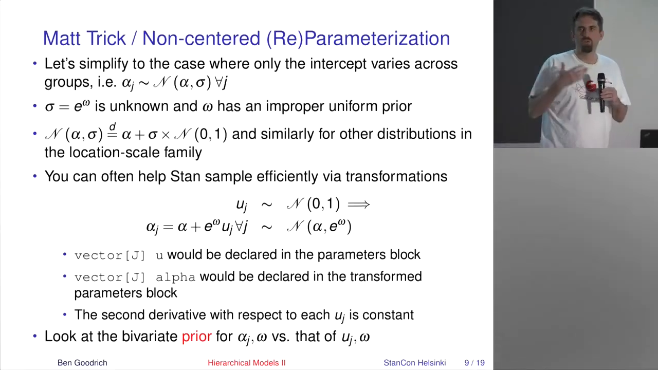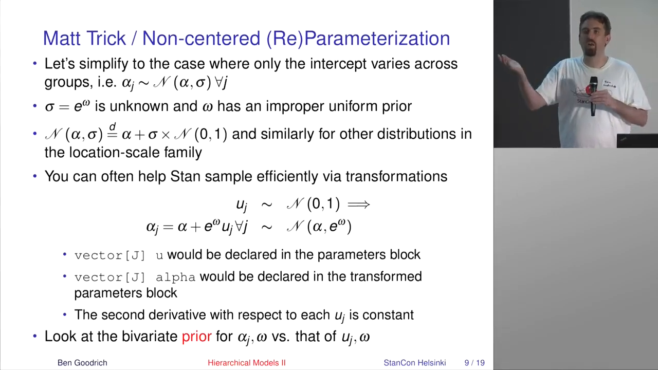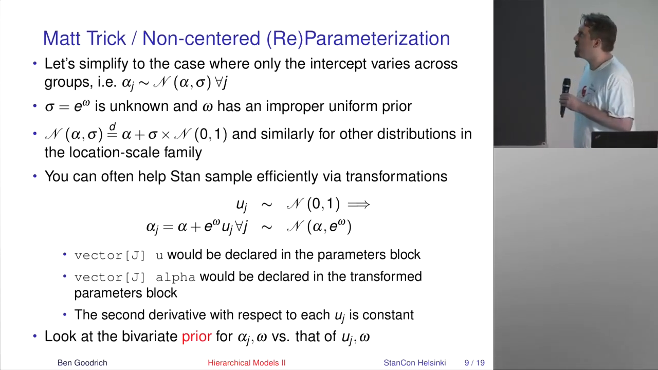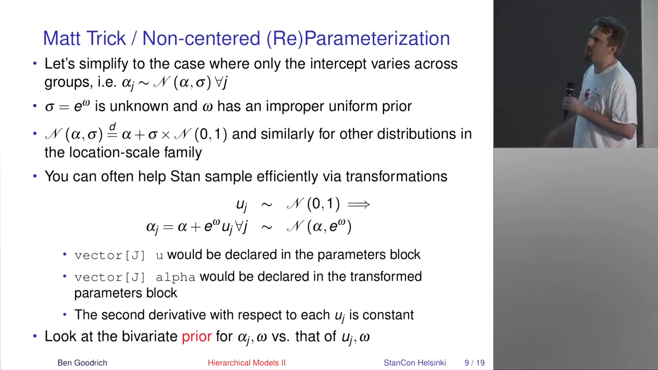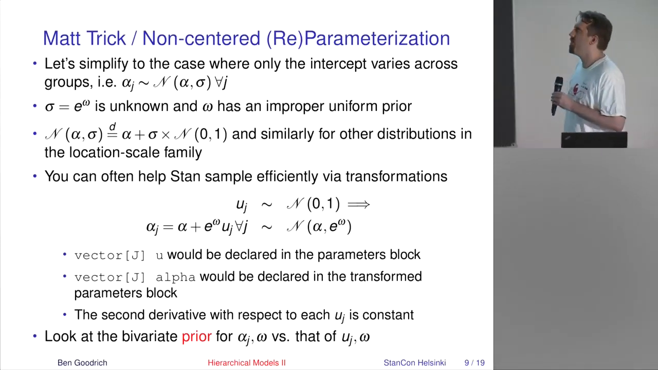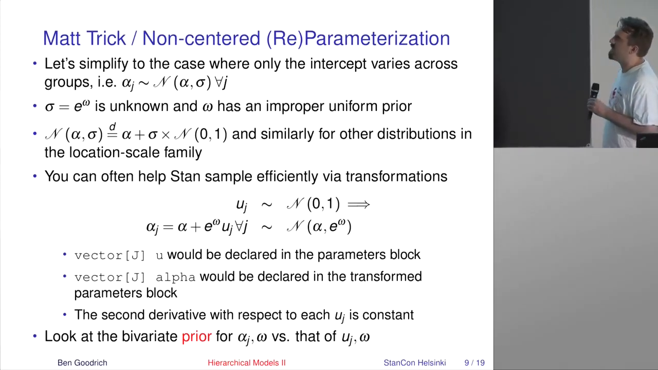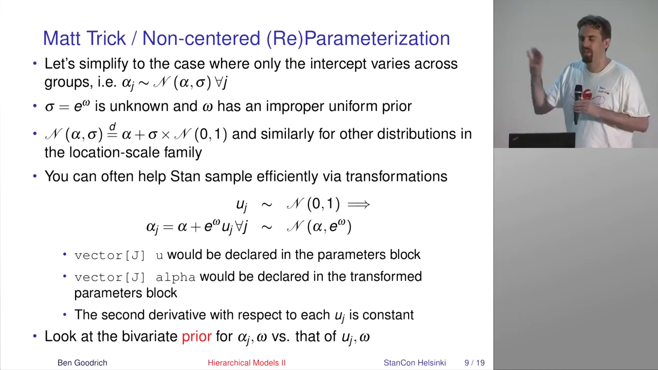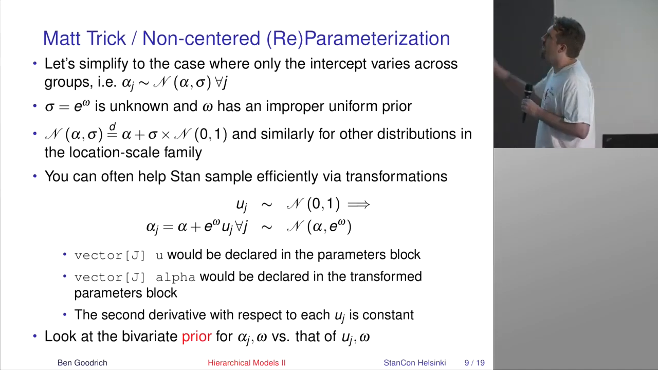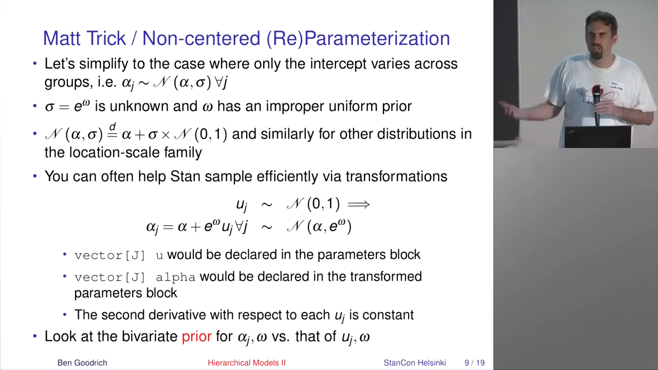Now, you need to know how to use both because sometimes one is more efficient than the other, but probably to start with, you want to tend to use the non-centered parameterization. This is also known as the Matt trick, after Matt Hoffman, the person who wrote the original version of the NUTS algorithm. So to understand what this is, let's simplify it back to the case we were talking about earlier, like the schools example, where the only thing that is varying across groups is the intercept.